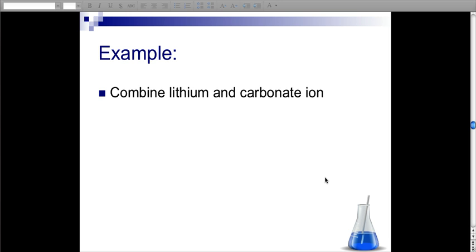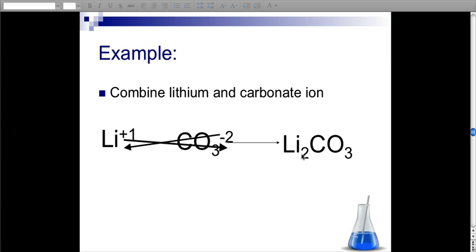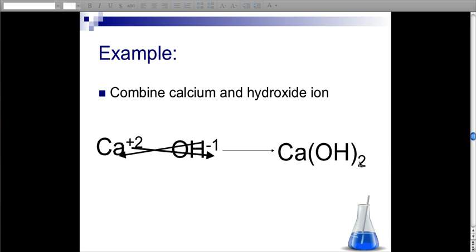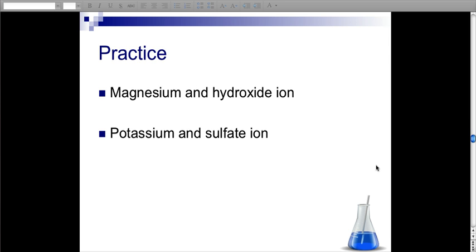Now what about lithium and the carbonate ion? Lithium is a +1, carbonate is a -2. Cross the oxidation numbers and you end up with lithium 2, carbonate 1. So if we take calcium +2 and the hydroxide ion -1, you end up with calcium hydroxide. Notice we needed to use parentheses to indicate there are now 2 hydroxide ions.